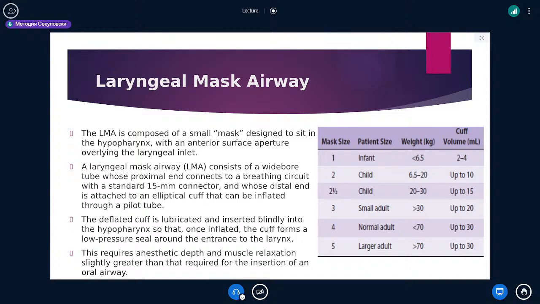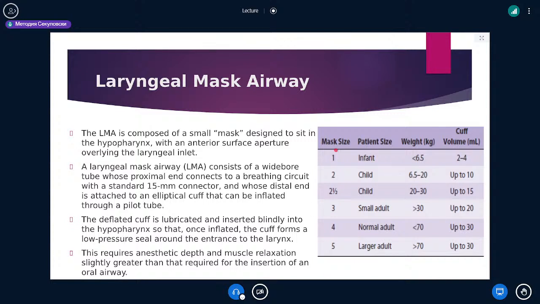The laryngeal mask is composed of a small mask designed to sit in the hypopharynx, with the anterior surface aperture overlying the laryngeal inlet. Laryngeal mask airways consist of a wide bore tube whose proximal end connects to a breathing circuit with a standard 15 millimeter connector, and whose distal end is attached to an elliptical cuff that can be inflated through a pilot tube.